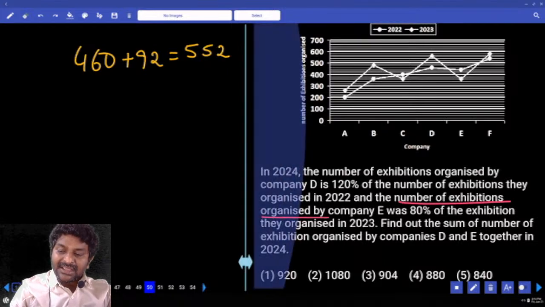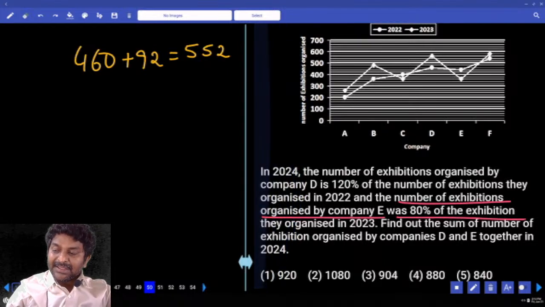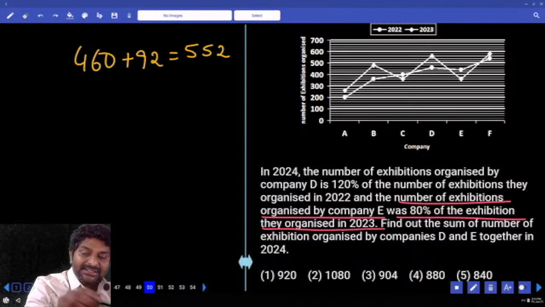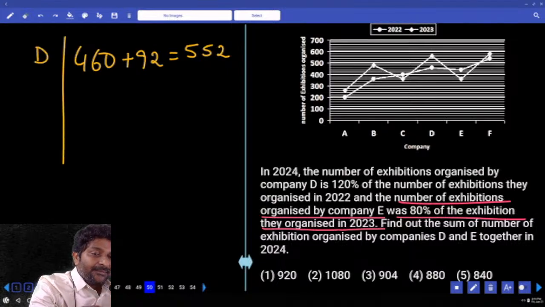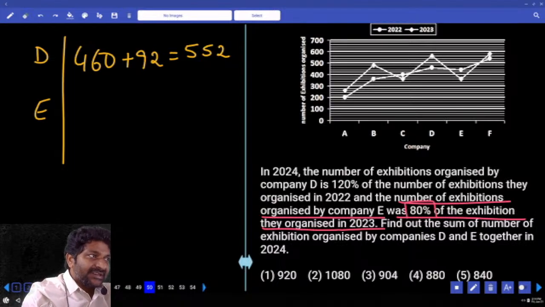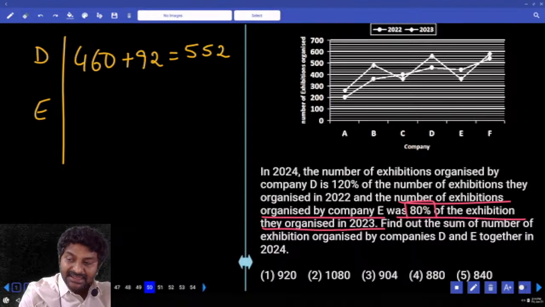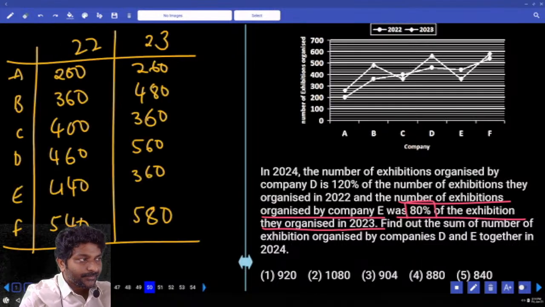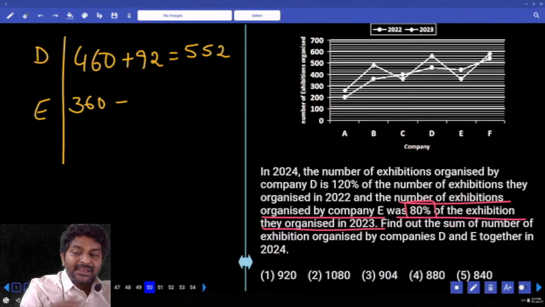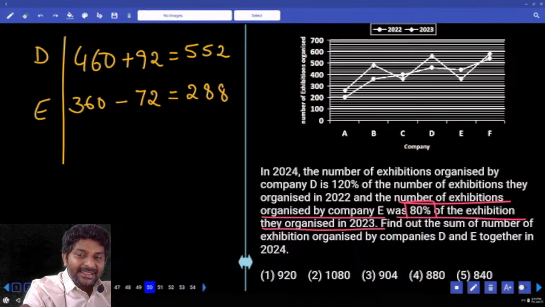Then, the number of exhibitions organized by E was 80% of the exhibitions they organized in 2023. This was about D, and now they are talking about E. E is 80%, that means less than 20%, right? E value in 2023. 3. Now, E in 2024 is 80% of it, meaning we have to subtract 20%, which is equal to 288.